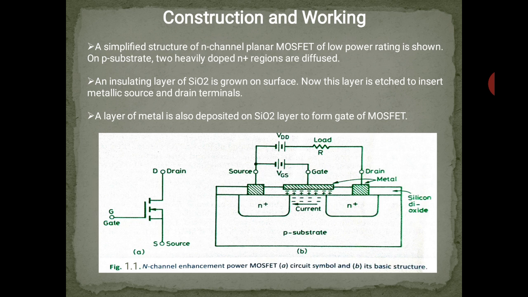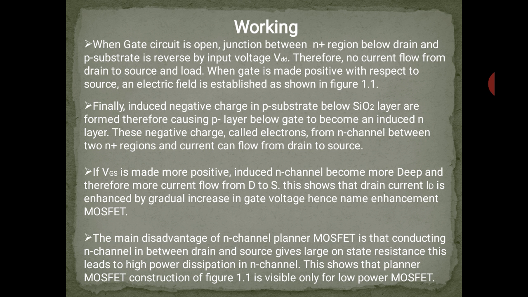The main disadvantage of the N-channel planar MOSFET is that the conducting N-channel in between drain and source gives large on-state resistance. This leads to high power dissipation in the N-channel. This shows that planar MOSFET construction is only for low power MOSFETs. This is the working.